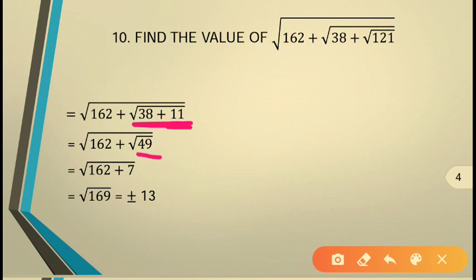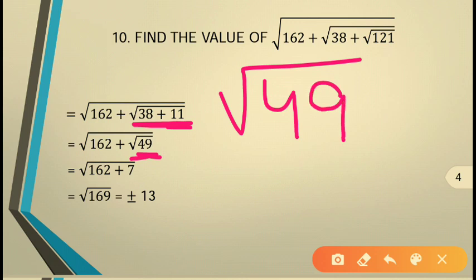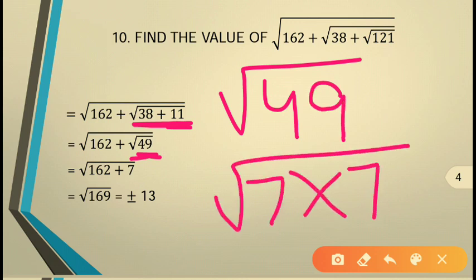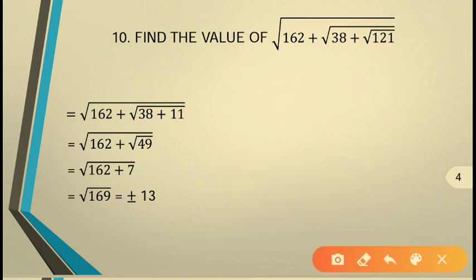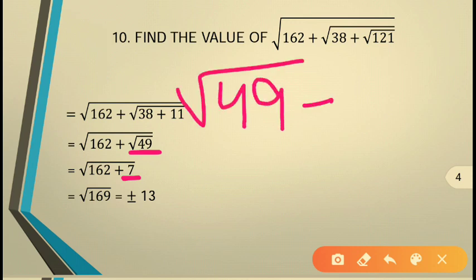38 plus 11 will give you 49, and with the under root, now find out the value of under root 49. This can be written as 7 into 7. This is the one pair. This can be equal to 7 only. Means under root 49 will be equal to 7. Now in place of this you write 7 only. The under root will be removed. Why? Because the value of under root 49 is 7 only. That's why here I have written only 7.